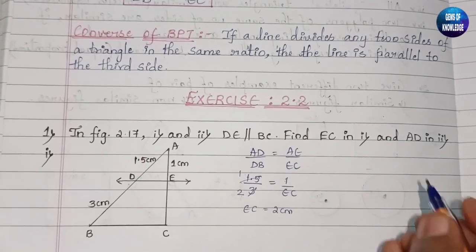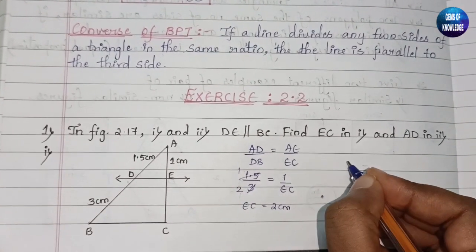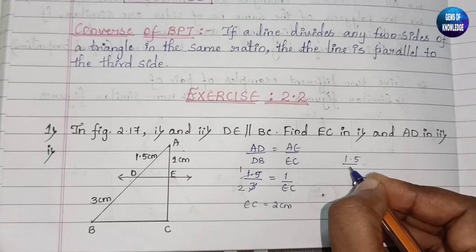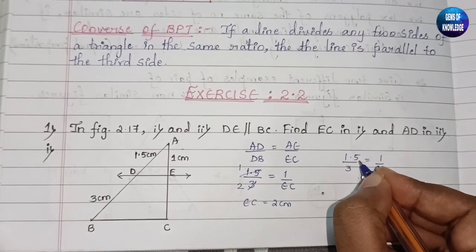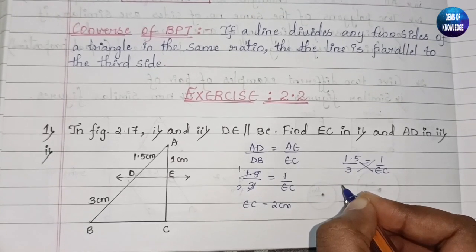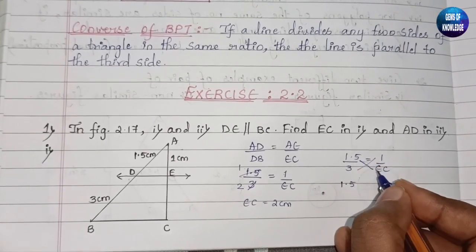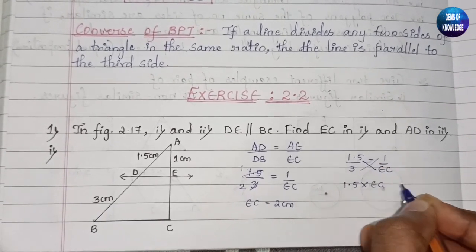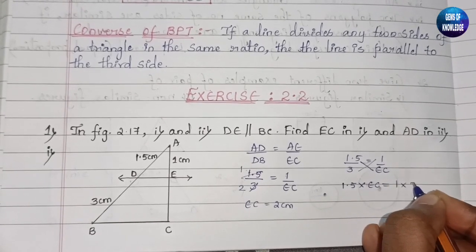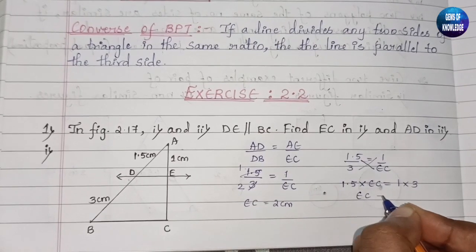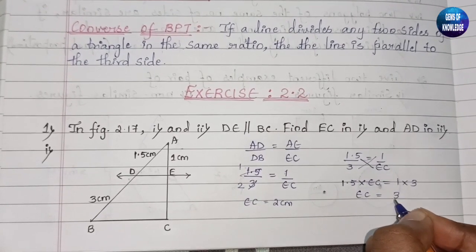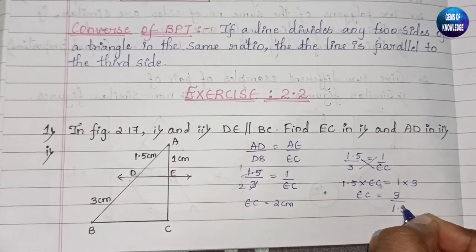Okay, so this is the simple method. Another method let me show you, that is the cross multiplication method, where 1 by EC is given. So let us cross multiply this. After cross multiplication we will get 1.5 into EC equals 1 into 3. Now EC is equal to 3 divided by 1.5.